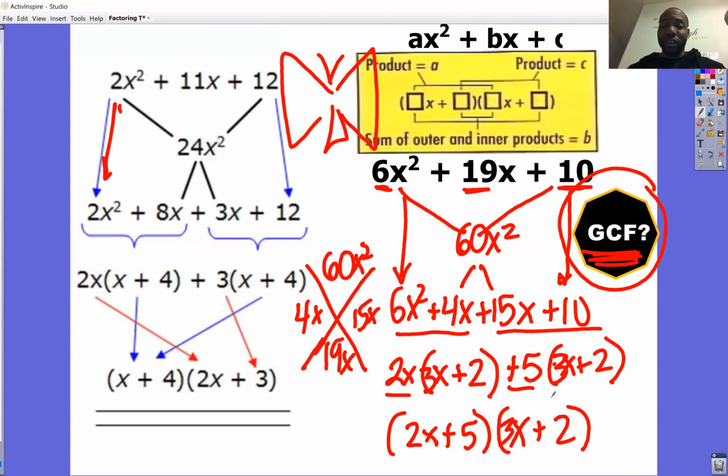All right, so factor out a 2x, and you're left with 3x, because 3x times 2x is 6x squared. So we end up with 2x plus 5 times 3x plus 2. And these are the factors that we ended up with in the old time way.